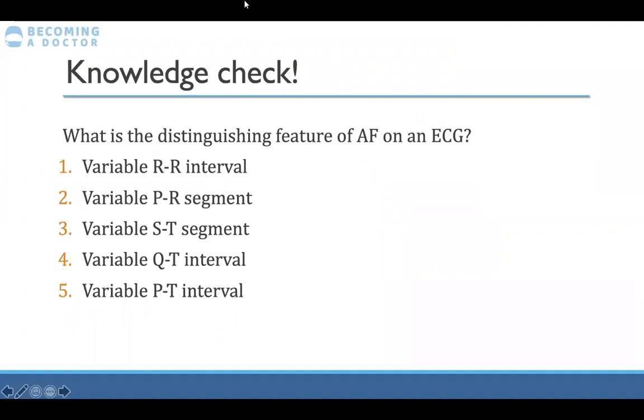Cool, so moving on to our next MCQ. What is the distinguishing feature of AF on an ECG trace? Okay, so vote on what you think is the correct answer. We'll wait for a couple more votes. We've got 7 out of 11 people so far.